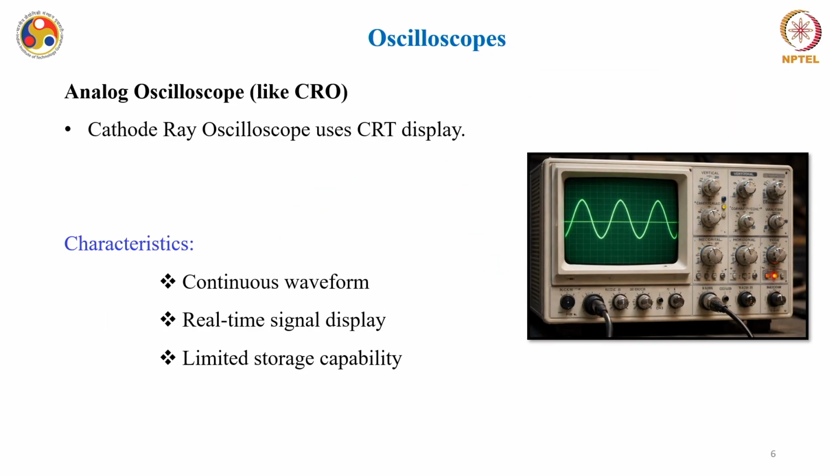The CRO has a CRT display, which is based on cathode ray tube. We will see what a cathode ray tube is in some time. A CRO has a continuous waveform like something like this that you can see over here. Real time signal display is possible based on whatever input you are giving, and it has limited storage capability, and that is why people have moved to DSOs.